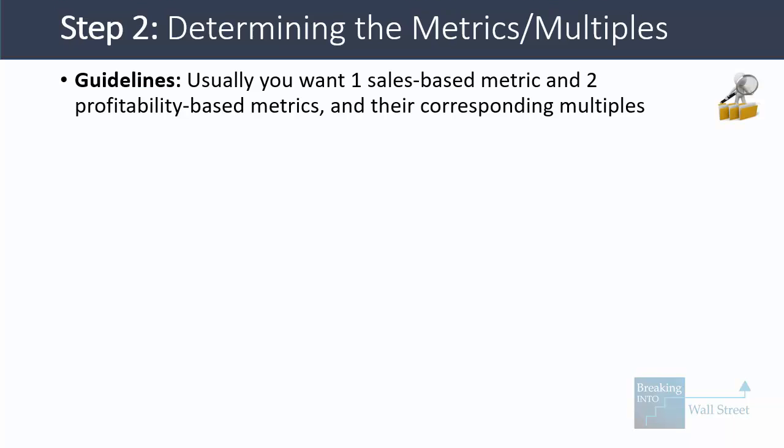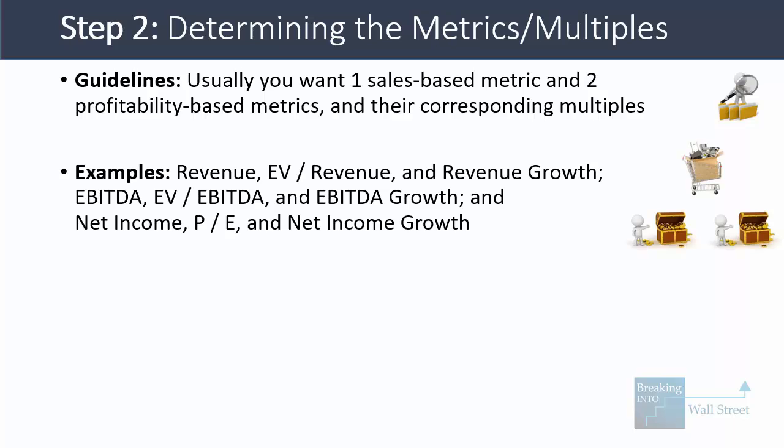Now, in step 2, you have to figure out the metrics and multiples that you want to use. Usually, you want one sales-based metric and then 2 profitability-based metrics. Or it could be one sales-based metric and one profitability-based metric. It doesn't really matter, but you usually want to look at least sales and profitability and their corresponding multiples.